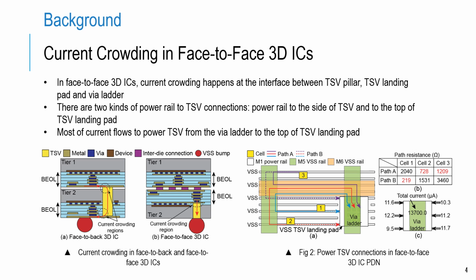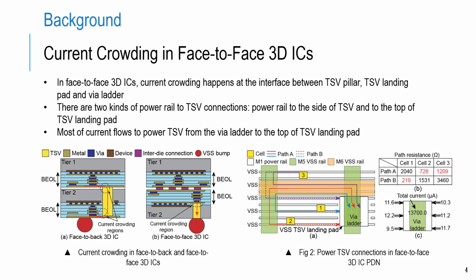Previous studies have investigated the current crowding effect in face-to-back 3D ICs, where current crowding typically occurs in the region where the current undergoes a 90-degree shift. In contrast, the face-to-face 3D IC scenario is different. As shown in Figure 1, current crowding primarily occurs at the interface between the TSV and the via ladder.